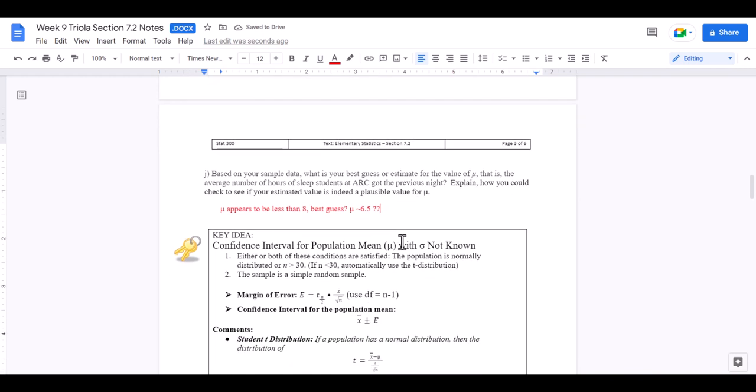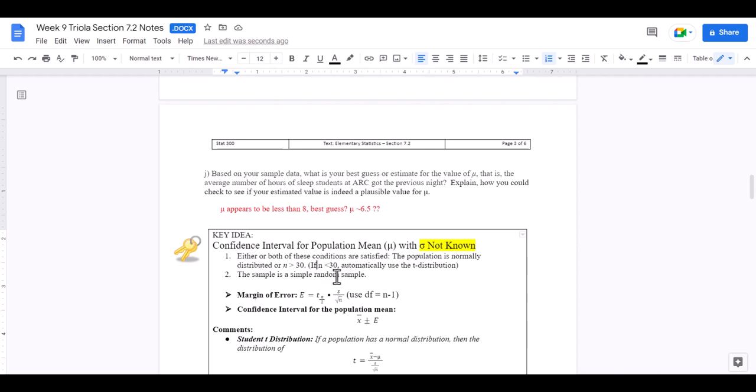But the key idea here is a confidence interval for the population mean with sigma not known. So let me highlight that. Either or both of these conditions are satisfied, right? With using the central limit theorem, the population is normally distributed or n is greater than 30. If n is less than 30, automatically use the t distribution. Here our n is less than 30, so we'll use the t distribution. And the sample is a simple random sample.